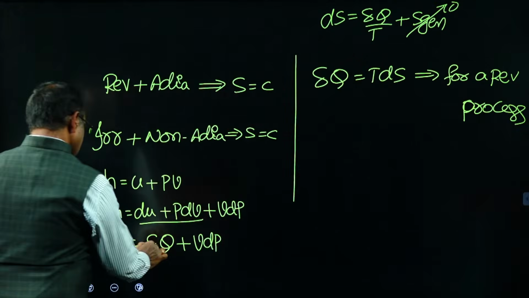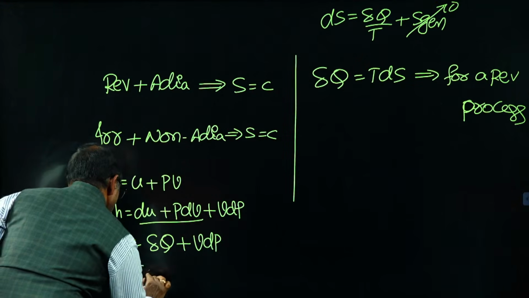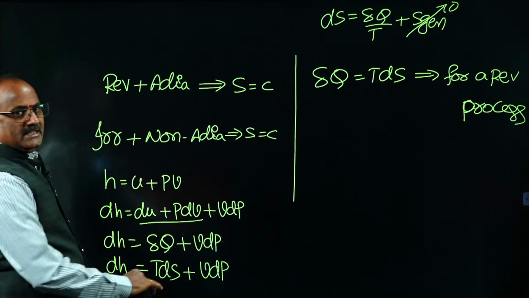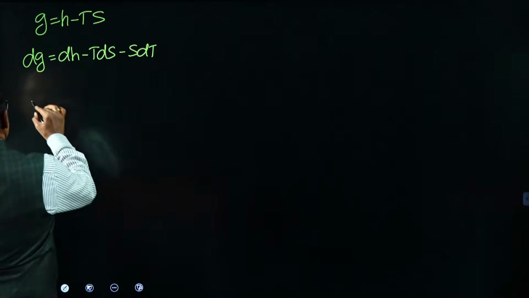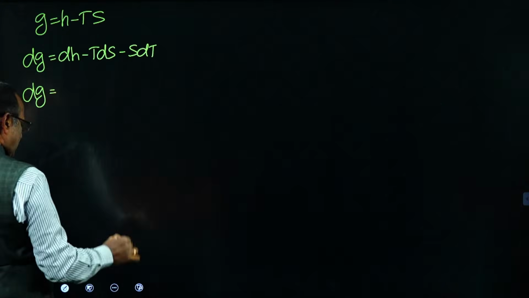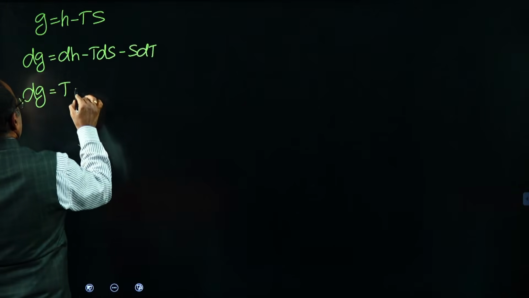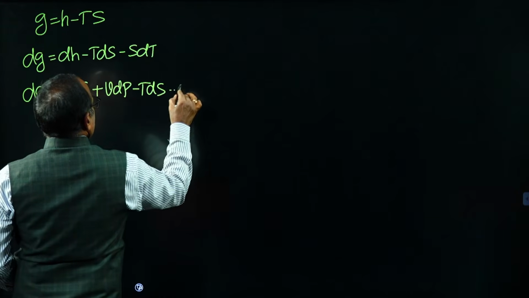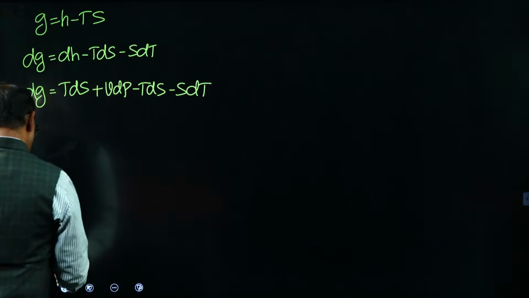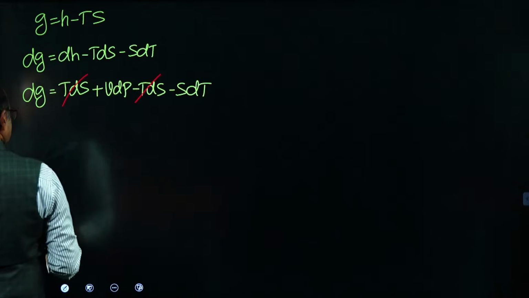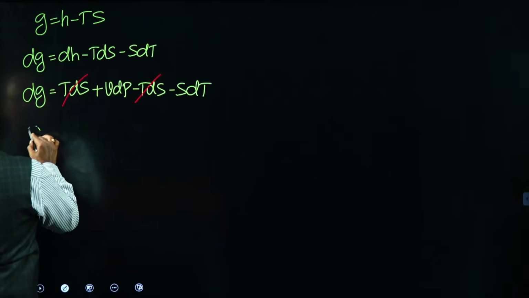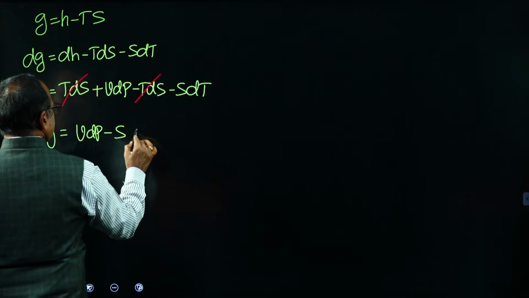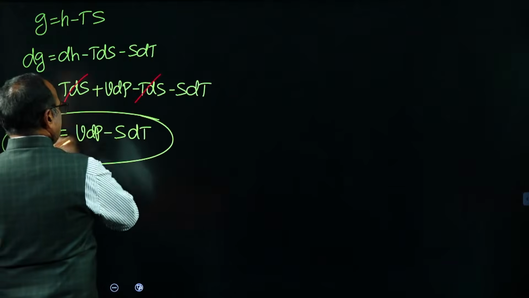So in place of del Q, dH equal to TdS plus VdP. That is the dH value. Let us write that here. dG equal to dH, which is TdS plus VdP, minus TdS minus SdT. Here, plus TdS and minus TdS cancel. Finally, dG, the change in Gibbs function, equals VdP minus SdT. That is the change in Gibbs function.